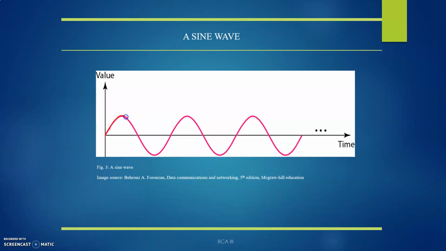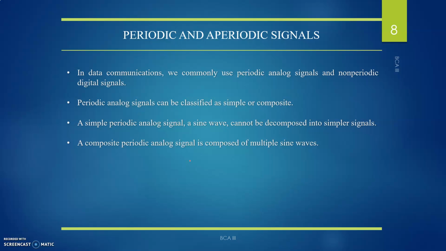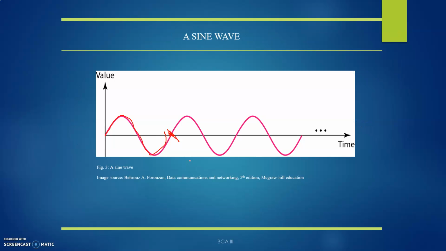This starts from here and it's complete this time. So at this time, it completes one circle, or you can say one pattern. So that is the meaning of this. A periodic signal completes a pattern within a measurable time frame. That is called a period, and it repeats that pattern over subsequent identical periods.